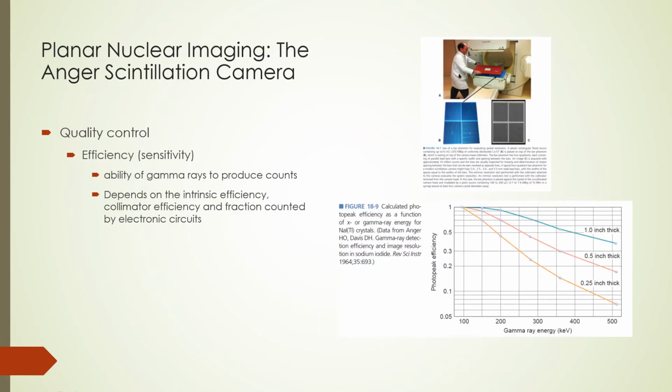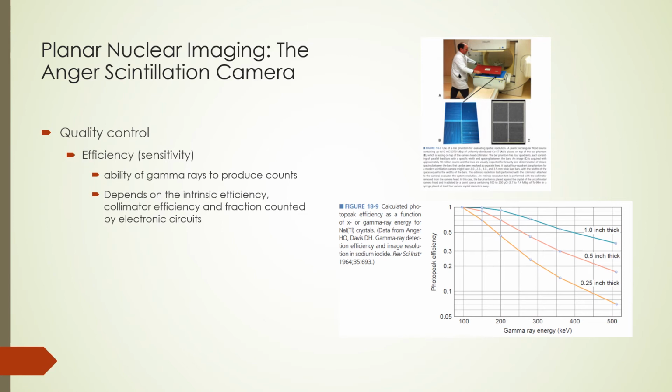The sensitivity or efficiency of a scintillation camera is the fraction of X-rays or gamma rays emitted by a source that produces counts in the image. The system efficiency of a scintillation camera depends on the product of the collimator efficiency, the intrinsic efficiency of the crystal, and the fraction of counts accepted by the energy discrimination circuit.